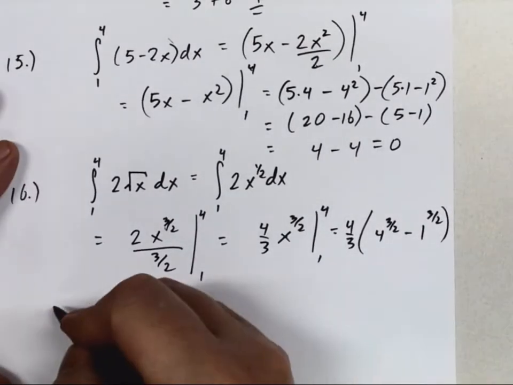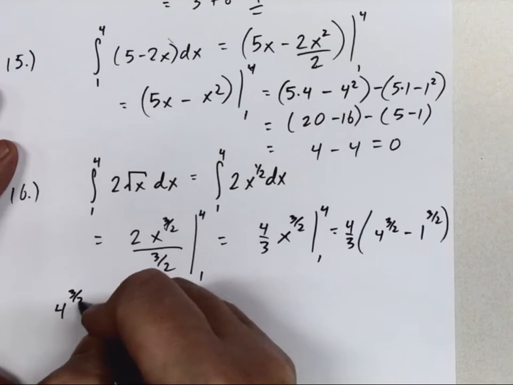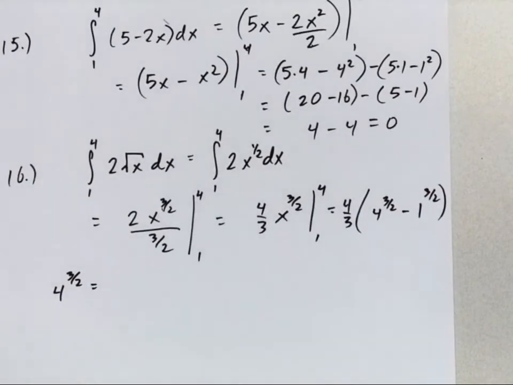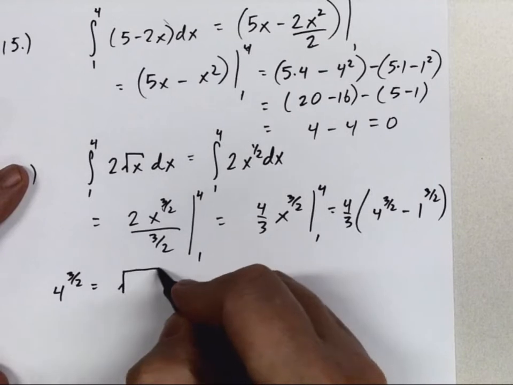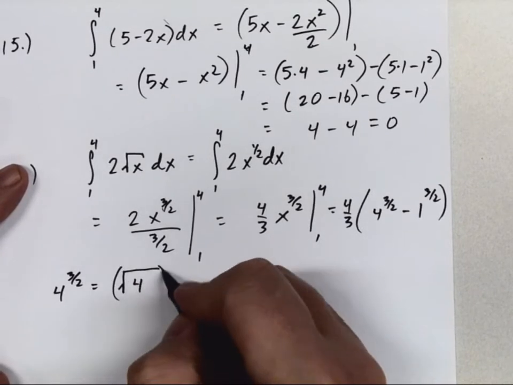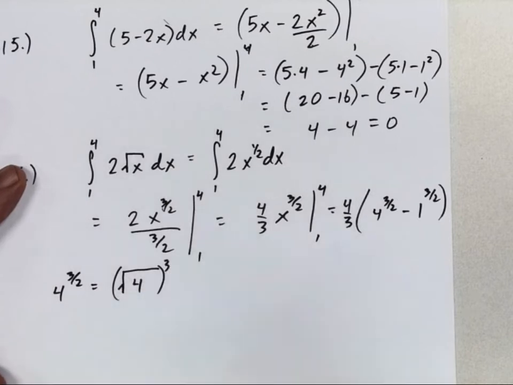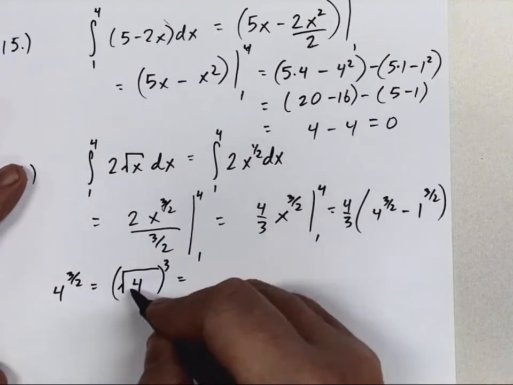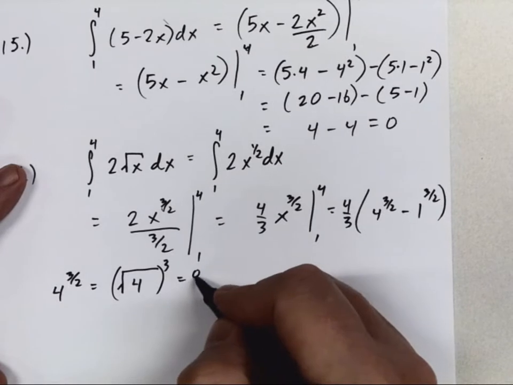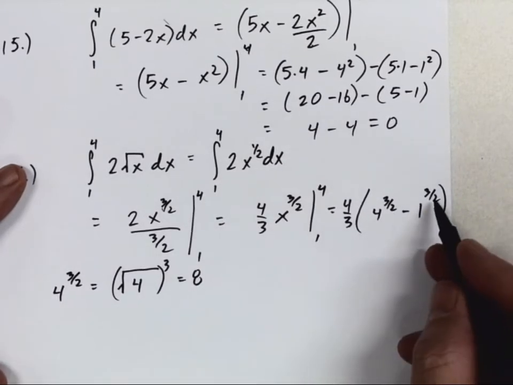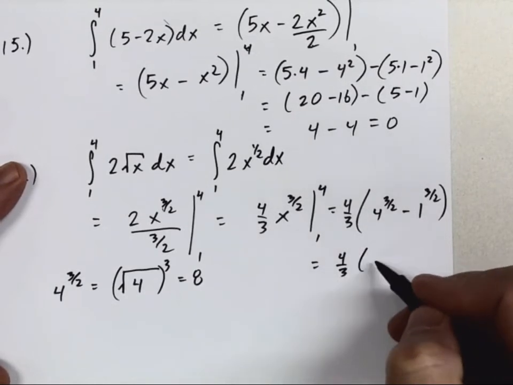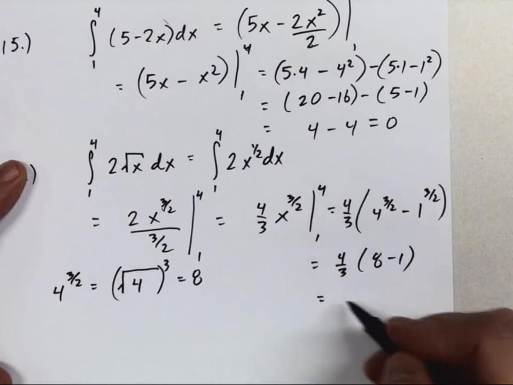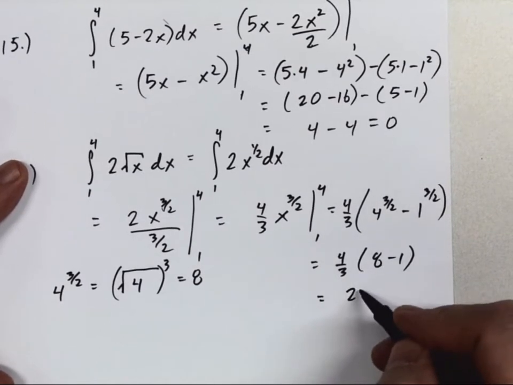Let's figure out what these are. Let's go off to the side here. If I'm going to evaluate this, the easiest way most of the time is just to convert it back to a radical. Seems crazy, but 4 to the 3/2 is the square root of 4, and I'll put the 3 on the outside. The square root of 4 is 2. 2 cubed is 8. This whole number equals 8. 1 to the 3/2 is just 1. So really, what I have is 8 minus 1, which is 7.